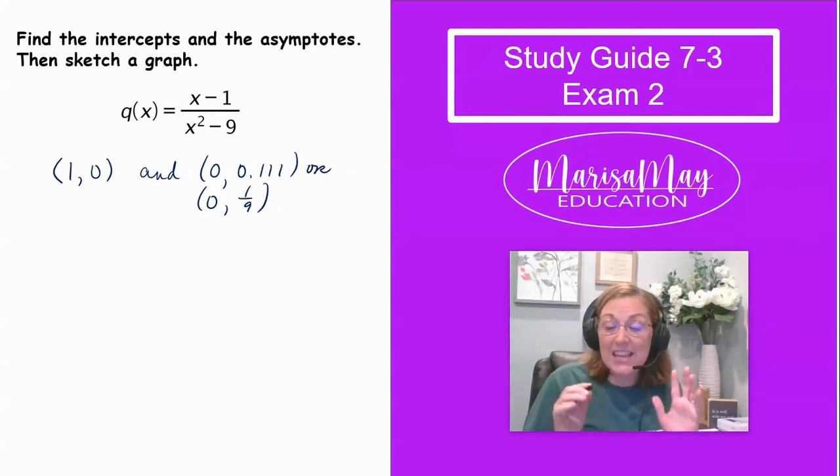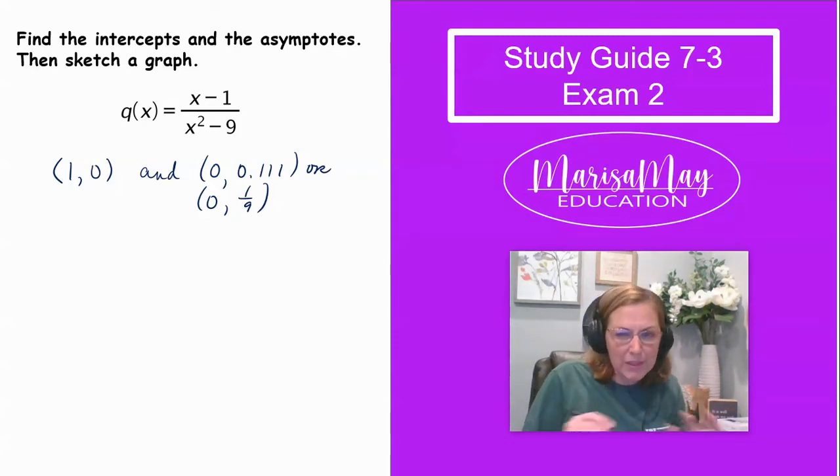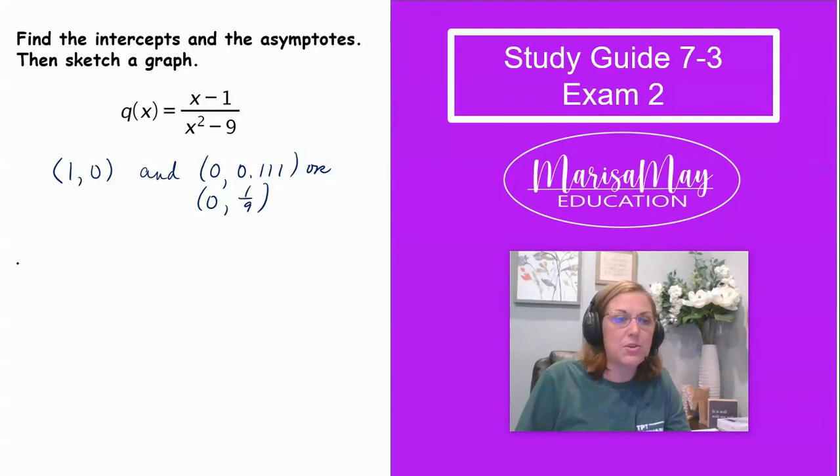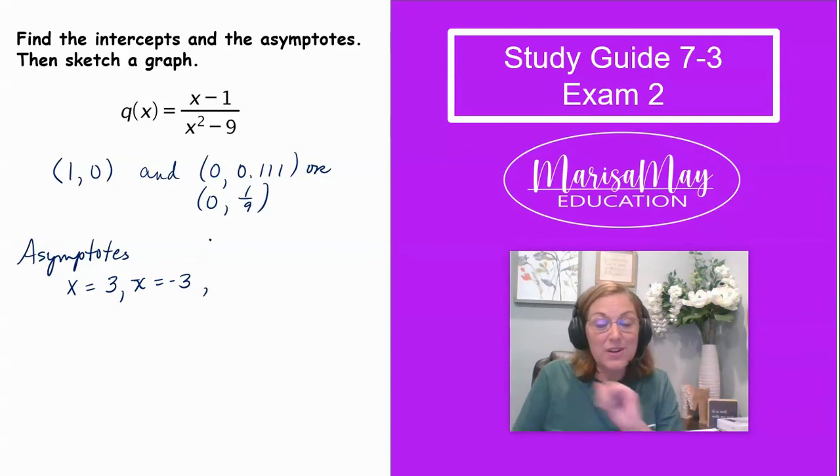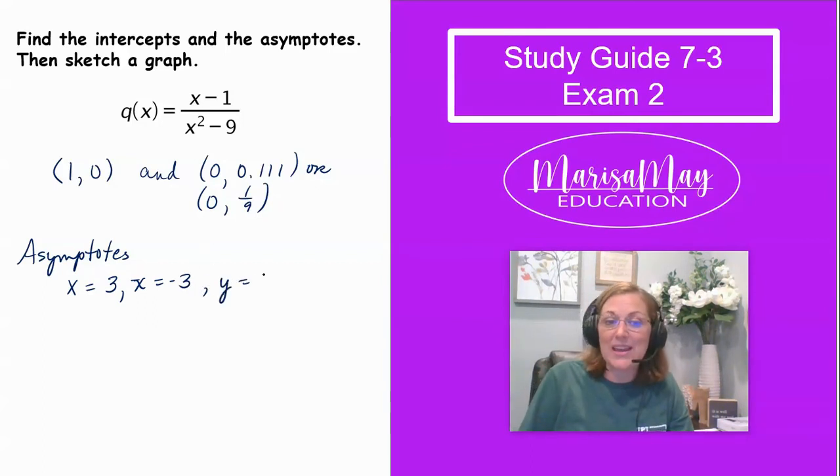Then we had the asymptotes. So we saw how the function behaved around them. We had two vertical ones. We had one at x = 3 and x = -3. And then we also had that horizontal one on the x-axis, which was y = 0.